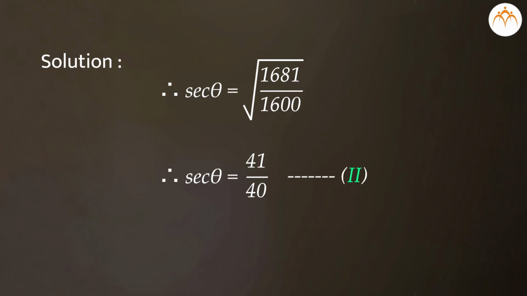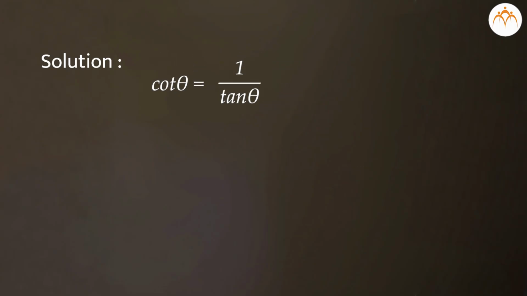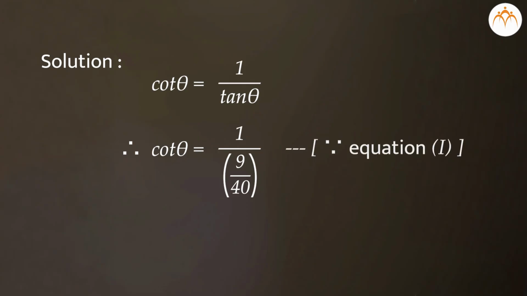Cot theta is equal to 1 upon tan theta. Therefore, cot theta is equal to 1 upon 9 upon 40 from equation 1. Therefore, cot theta is equal to 40 upon 9, equation 3.